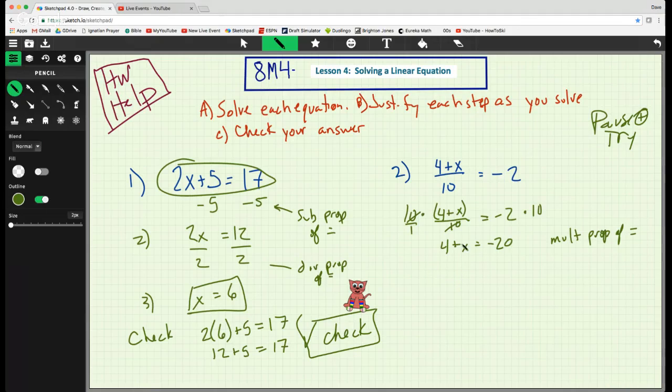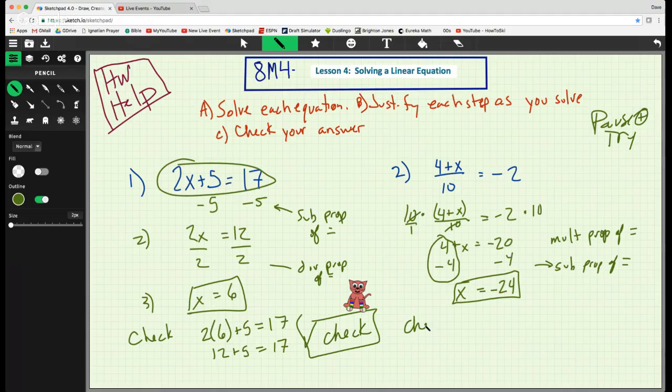And now we have our x and our 4, so let's get this x on the left, so we're going to subtract 4 from both sides. And then these will cancel, and I'll have an x on the left and a minus 24 on the right. And we're done. And this was by the subtraction property of equality.